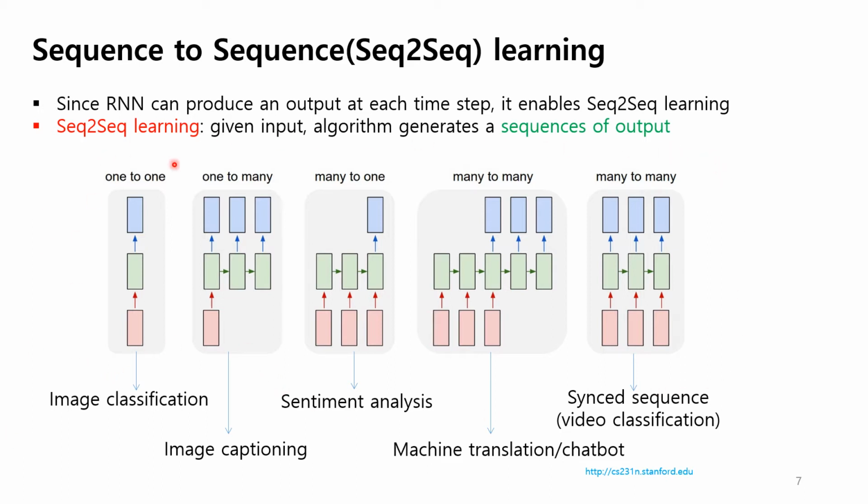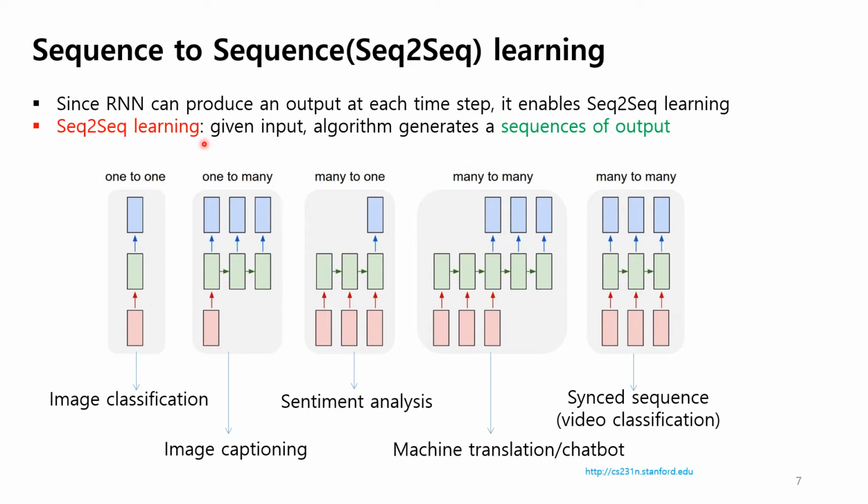In this first case, this is actually not sequence to sequence learning. Input is a single data, output is a single data. It's one-to-one, just a traditional classification problem, so you don't have to worry about this. One data, one input, one output.